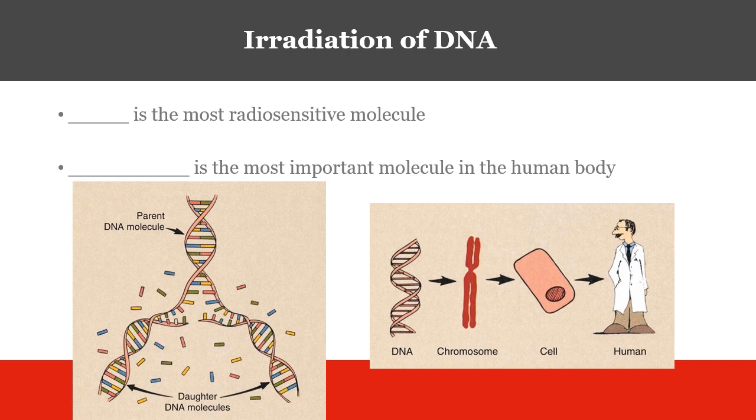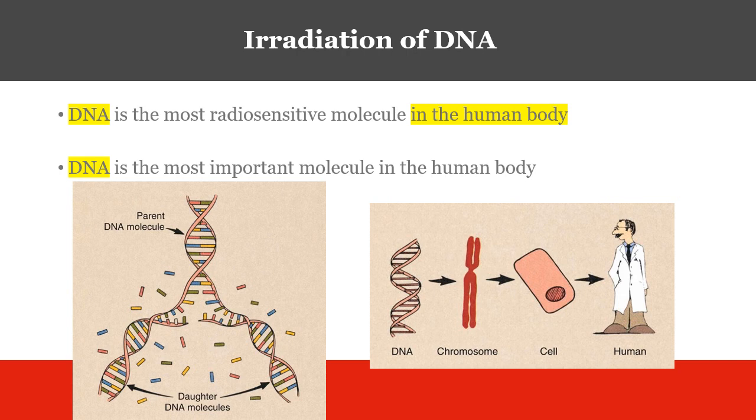The most sensitive, or radiosensitive, molecule in the human body is DNA. DNA is also the most important molecule in the human body. DNA makes up your chromosomes, which make up your cells, which make up you as a person. Everybody is a different human being because they have different DNA. We share DNA, there's crossover from our parents, so genetic traits do cross down, but we're not a replica of our parents in most cases. So you may have traits that are similar, but not an identical being.